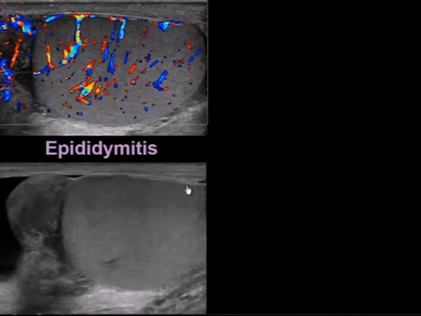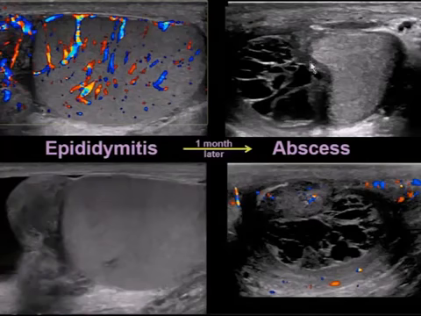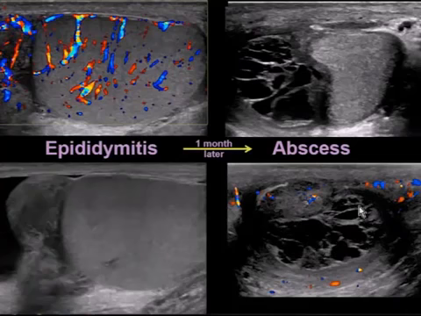Now this patient went on to develop an abscess, which we see here. You can see that there's now a cystic complex fluid collection sitting adjacent to the testicle here and here. This is an epididymal abscess that developed from the epididymitis.